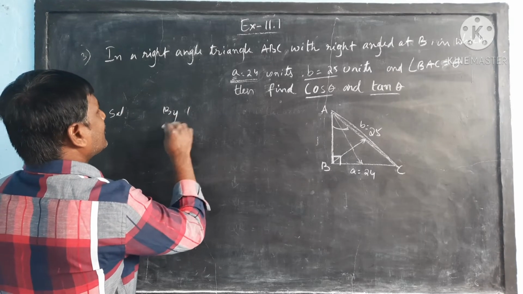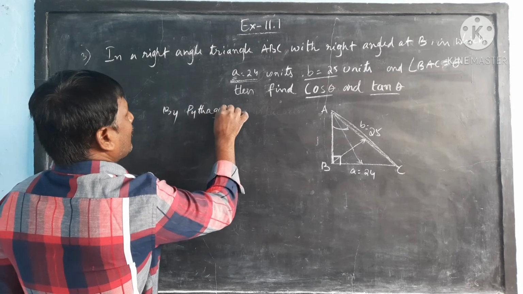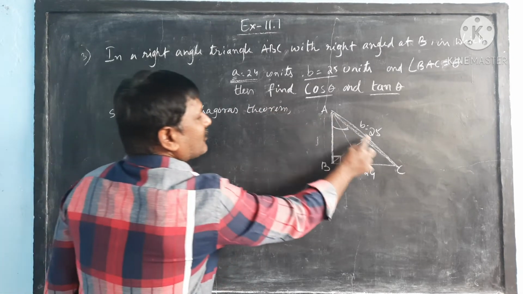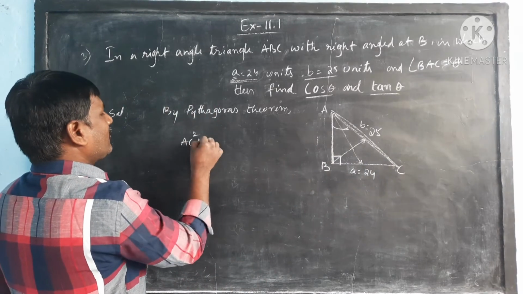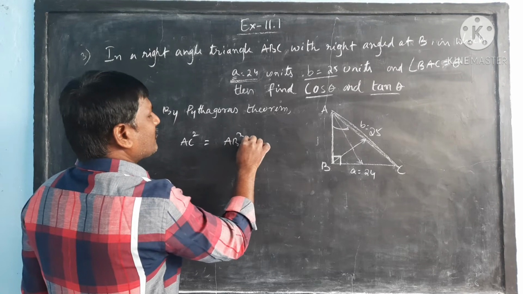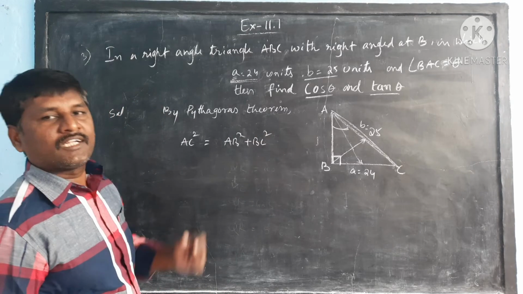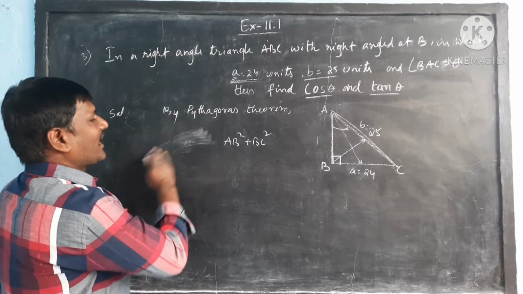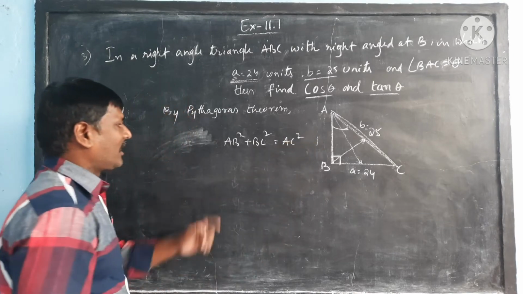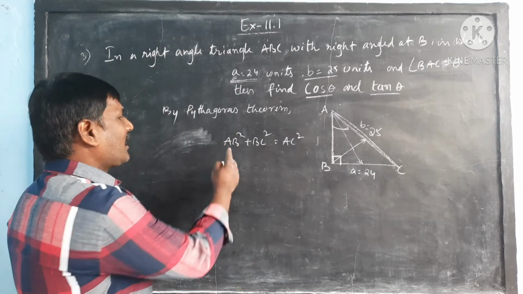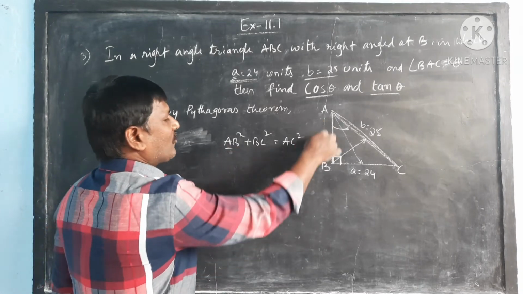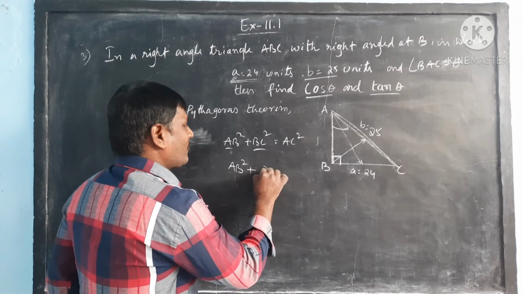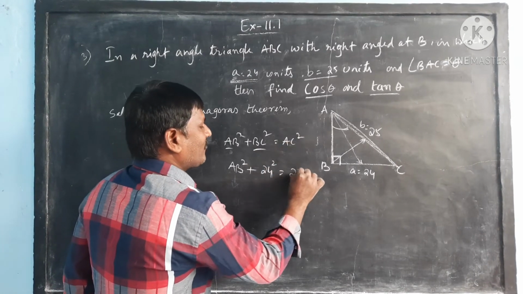By Pythagoras theorem, let us start the solution. We get AC square is equal to AB square plus BC square. This is because the sum of the squares of the other two sides is equal to the square of the hypotenuse. Now substitute the values. AB is unknown, so write AB square, plus BC, which is 24 square, is equal to AC, which is 25 square.